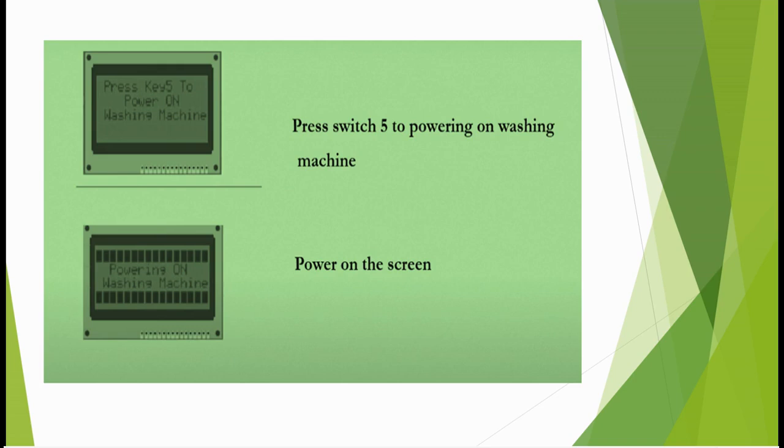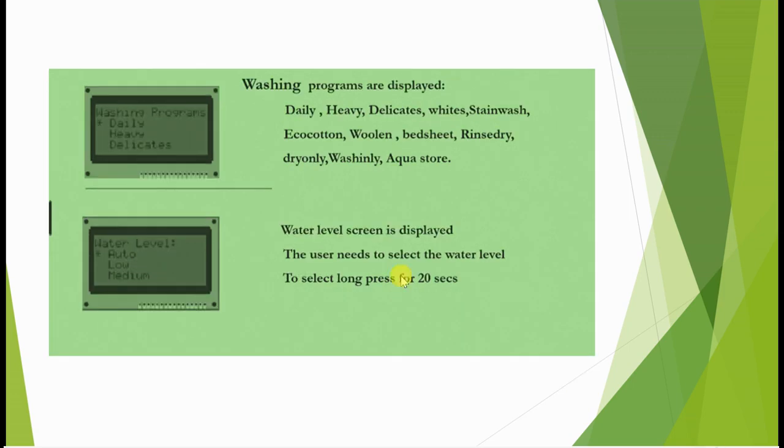Next, these are the steps involved in the washing machine project. When we dump the code on the PICSimLab, first it shows to press the switch to power on the washing machine. When we press the switch, the screen displays powering on washing machine. Then the washing programs display some options to select, like daily, heavy, delicate, woolen, bedsheet, types of cloth.